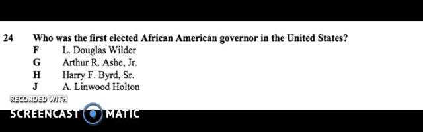Question 24. Who was the first elected African American governor in the United States? F. L. Douglas Wilder, G. Arthur R. Ashe Jr., H. Harry F. Byrd Sr., or J. A. Linwood Holton.